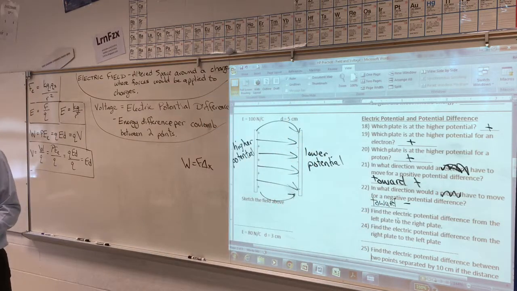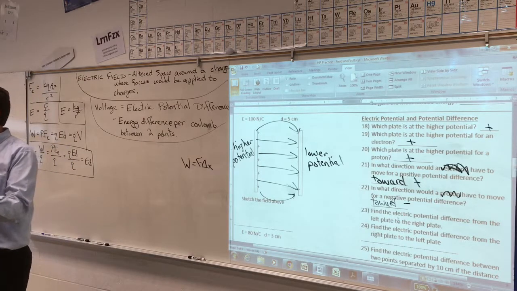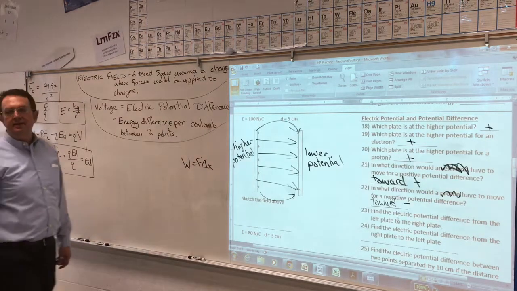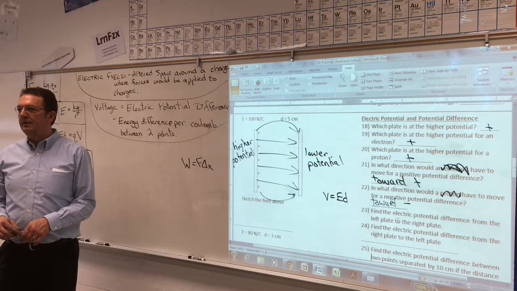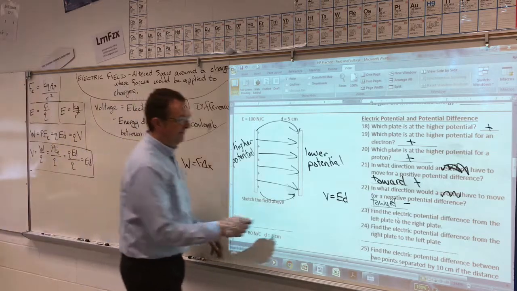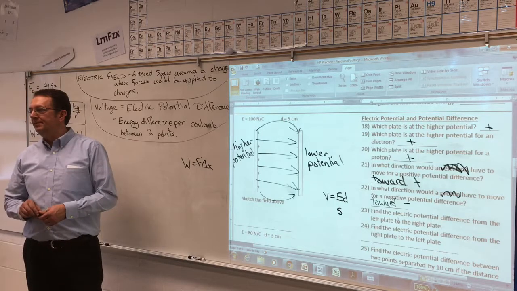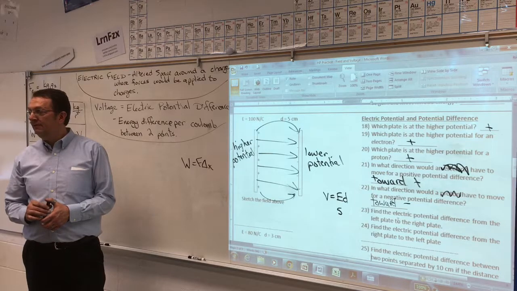And now 23, find the electric potential difference from the left plate to the right plate. When you hear electric potential difference, you immediately think what? Voltage. And what's the equation over here? V is equal to that over that, or that over that, or that. Which one's easiest? ED. So V is equal to ED. Take the E, multiply by the D, and then determine whether it's positive or negative. 5/100 of 100 is what? 5. And that would be what units? The units for voltage are volts.